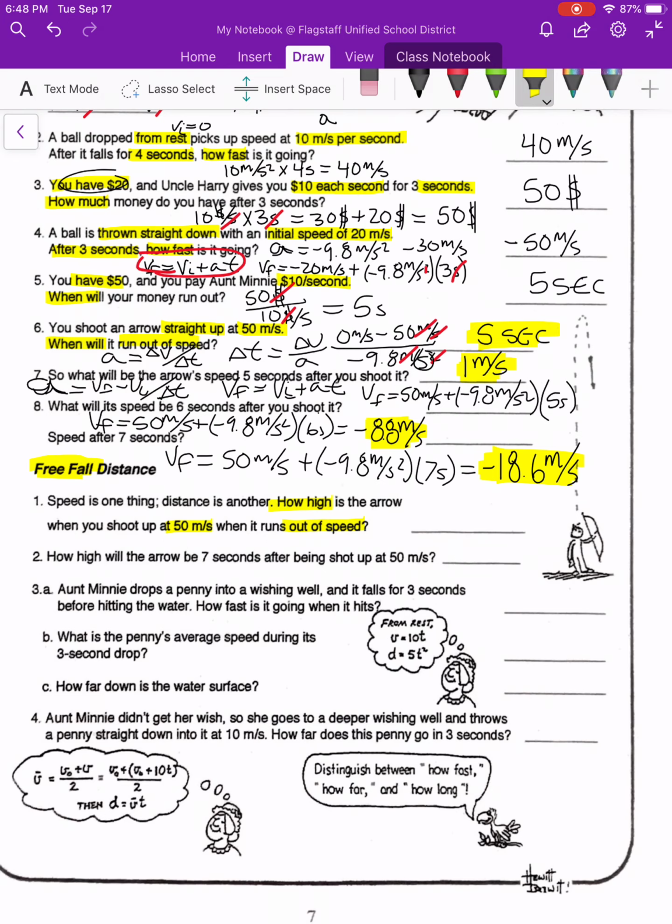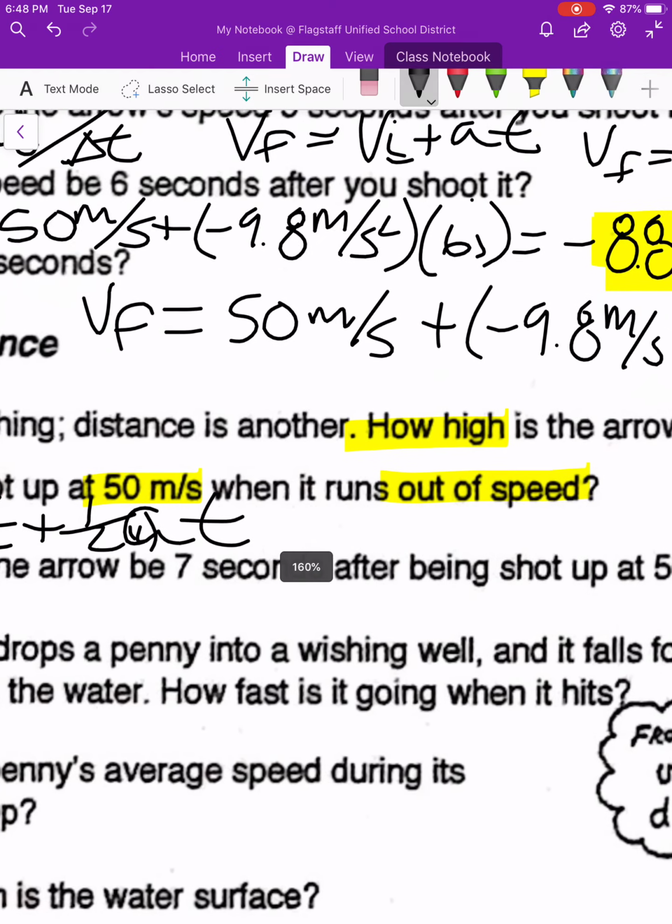So now I need to look through my equations. Which equation should I use? Probably this one, right? D equals VI T plus 1/2 A T squared. That's an A. I don't know why these A's aren't really registering with my stylus. Okay. So let me make this bigger so I can write more clearly.